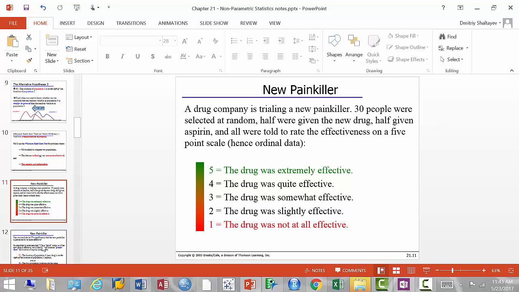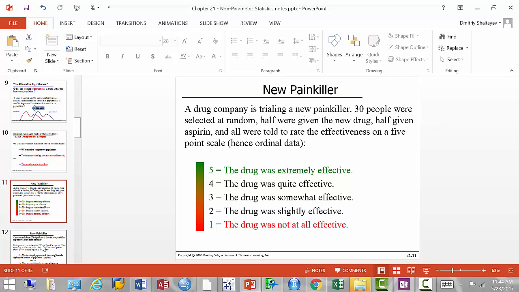And what exactly are we testing? I mean, if I come up with a new formula that says painkiller, but it's not any better than aspirin, should I put it on the market? I don't know. It's going to be hard to market, right?